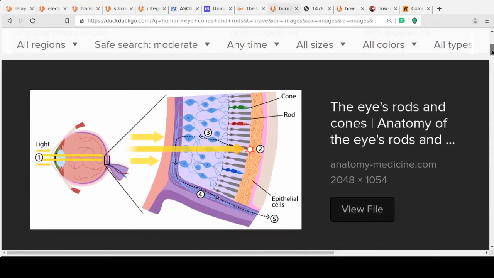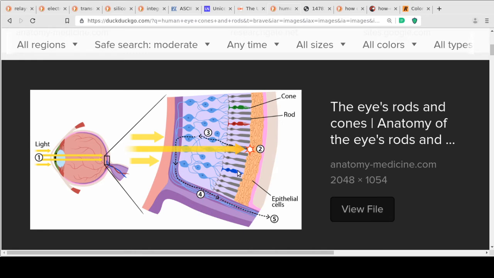Now it's scrolled down. What you're seeing back here is that cell right there. That's a green cone, and those are the rods. But the rods, we're not that interested in them because they only see gray level. They only see black and white. So there's a green cone, a cell which is sensitive to green colored light. There's a red cone which is sensitive to red light, and there's a blue cone, which is sensitive to blue light.